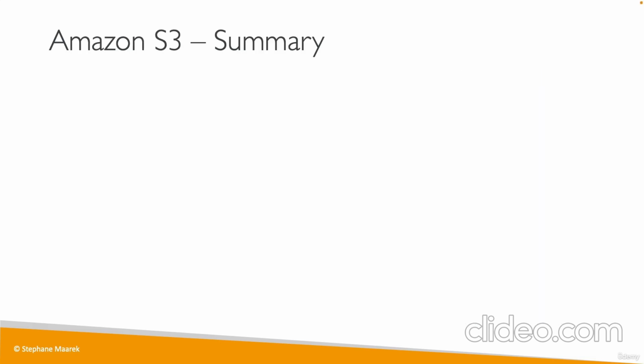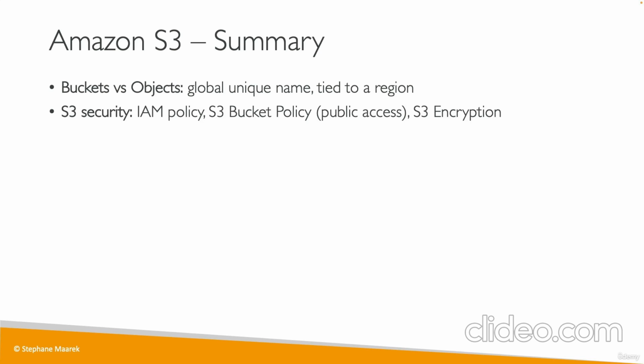So now let's summarize what we've learned about Amazon S3, and I know that's a lot. First of all, we've learned about the difference between buckets and objects. So we know that buckets must have a globally unique name, and it's tied to a specific region, and objects live within these buckets. For S3 security, we've seen that we can attach IAM policies to users or to roles. We've seen that we can also use S3 bucket policies. For example, we granted public access to an S3 bucket, and we can set up S3 encryption to protect some files.